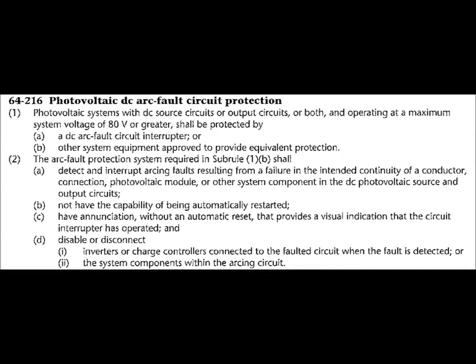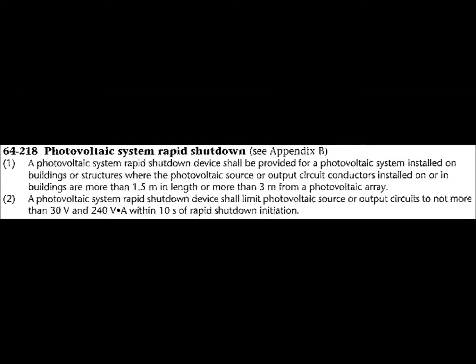For higher voltage solar panels, DC arc fault protection is required. Rule 64-216 states photovoltaic systems operating at a maximum system voltage of 80 volts or greater shall be protected by a DC arc fault interrupter or other system equipment approved to provide equivalent protection.